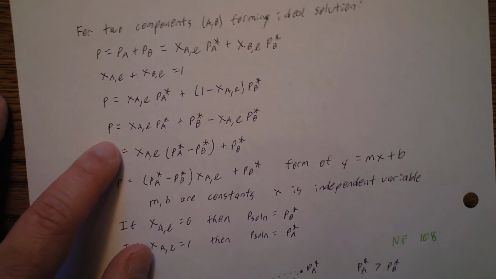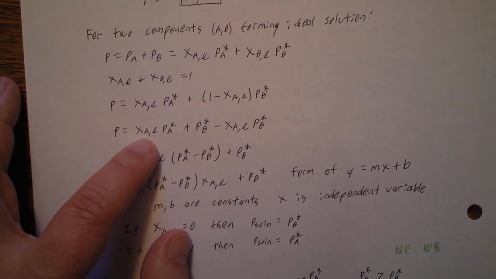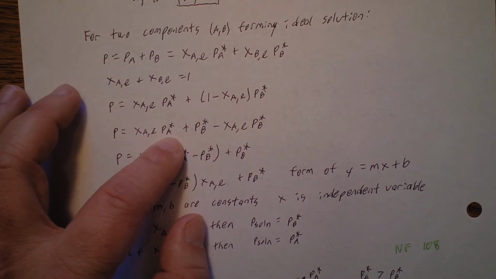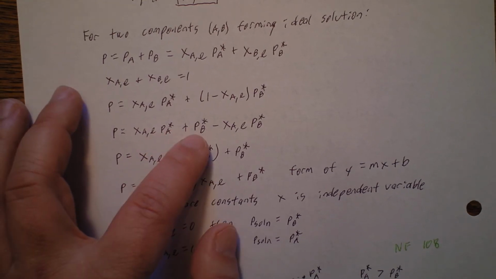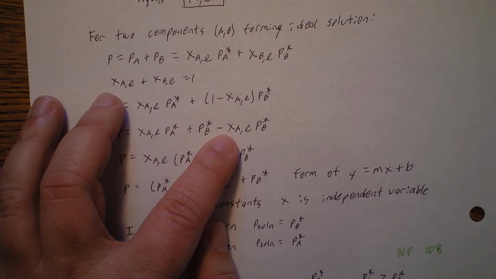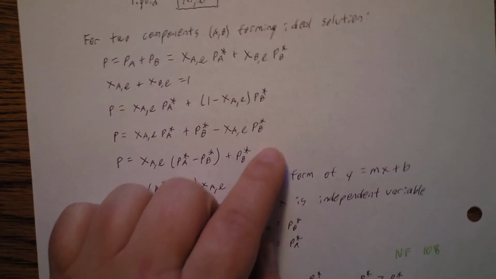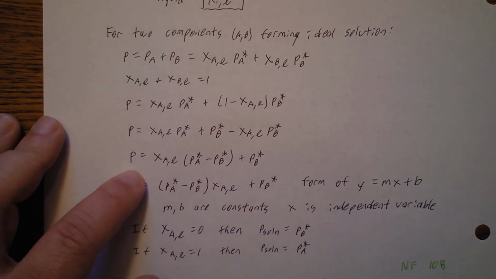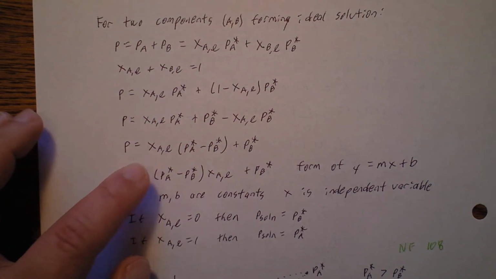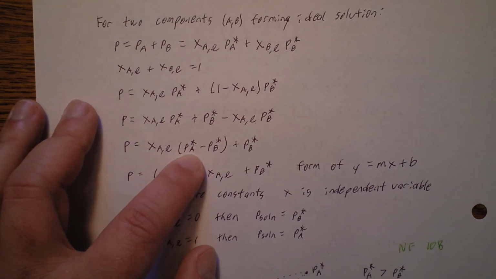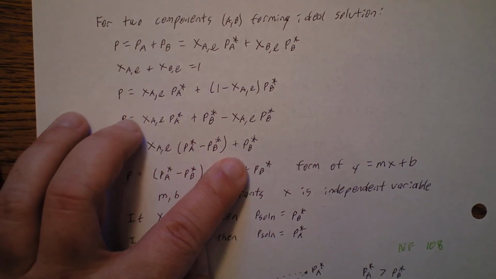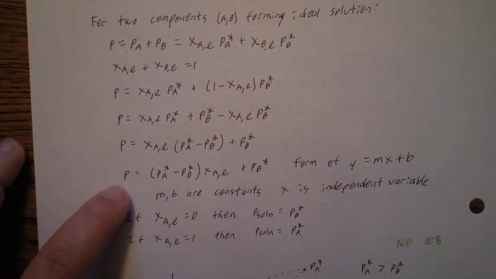So rearranging a bit, we get the pressure is equal to the mole fraction of A in the liquid phase times the partial pressure of A unmixed plus the partial pressure of B unmixed minus the mole fraction of A in the liquid phase times the partial pressure of B unmixed. So we get pressure is equal to the mole fraction of A in the liquid phase times the partial pressure of A unmixed minus the partial pressure of B unmixed plus the partial pressure of B unmixed.